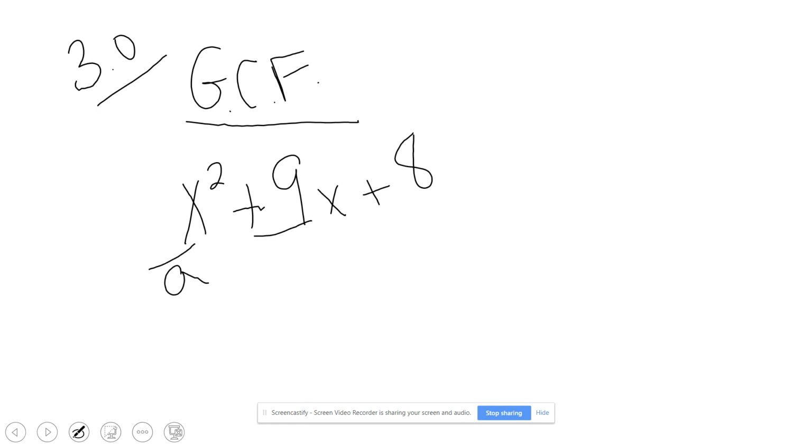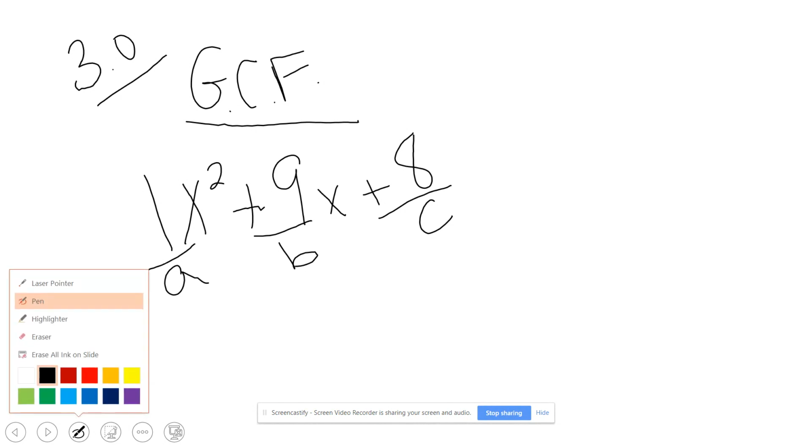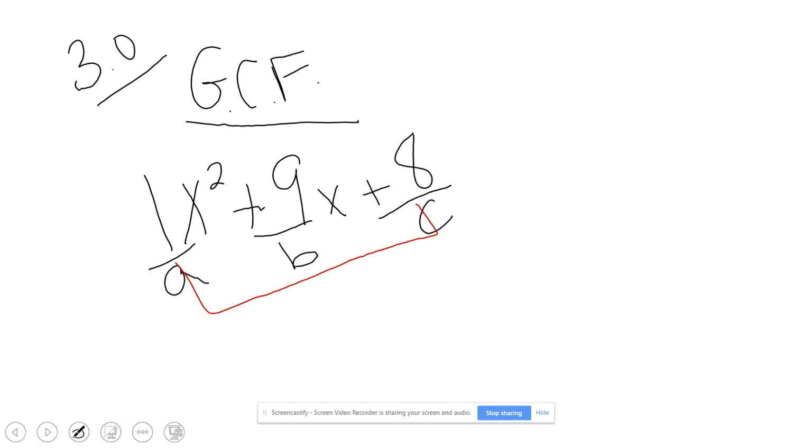Remember, this is A, this is B, and this is C. The A, even though it's not there, is a 1. So we'll check, is there a greatest common factor besides 1 between 1, 9, and 8? 1 isn't going to reduce our numbers any, so we really want to work with other numbers besides 1, and there isn't. So my next step is to take the 1 times the 8, which is 8.